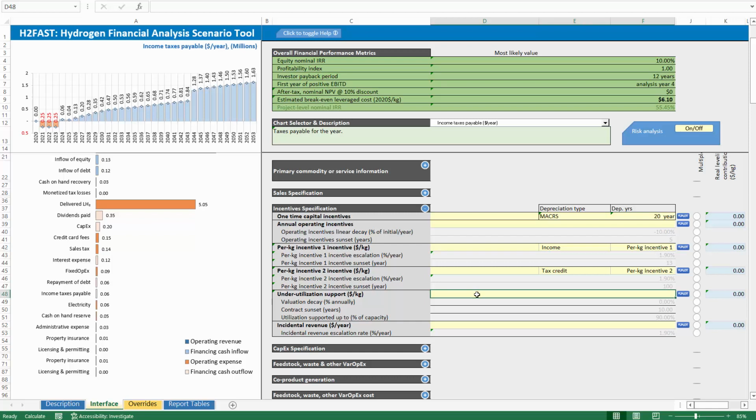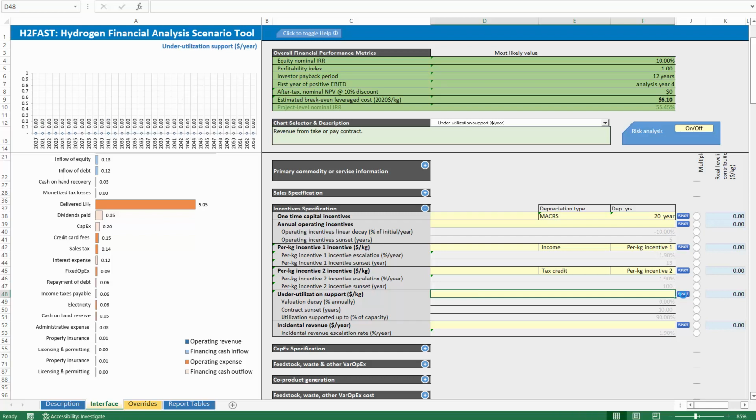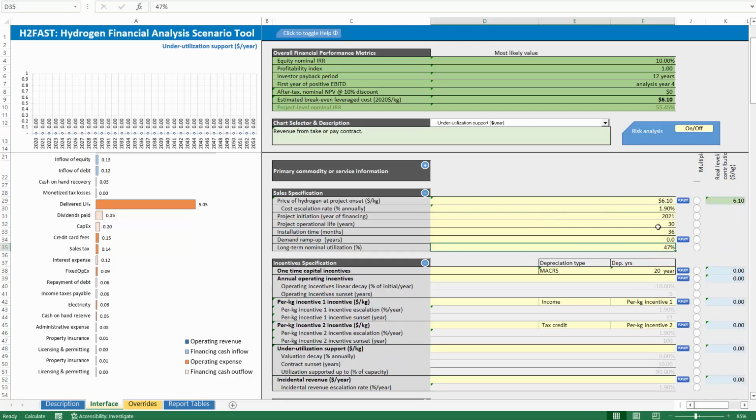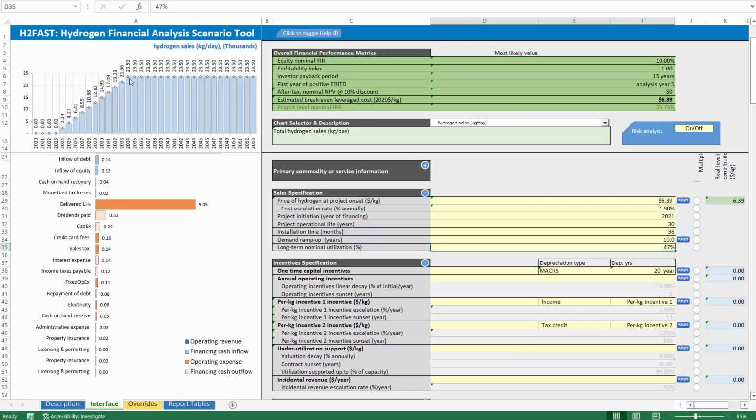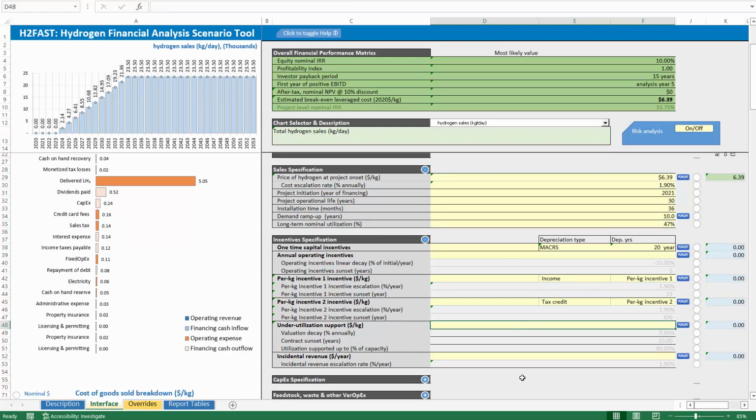There is also an underutilization support. California has a HRI credit that uses this mechanic. What this does is it provides an income that is on a per kilogram capacity basis. For example, if your capacity is not utilized up to a desired level, let's say it takes 10 years for utilization to achieve a particular capacity level, you can have a support, let's say, for every kilogram of hydrogen that is not sold, that is not realized.